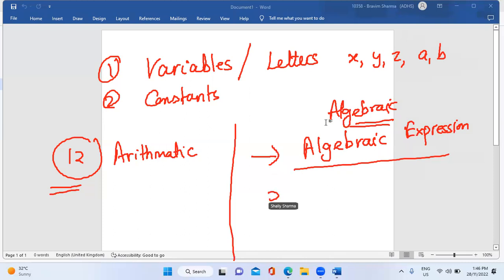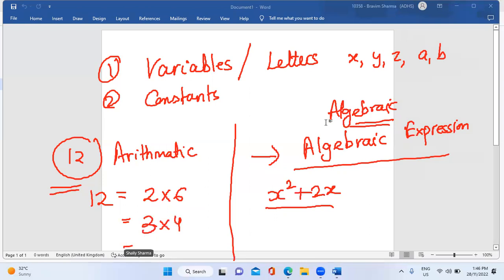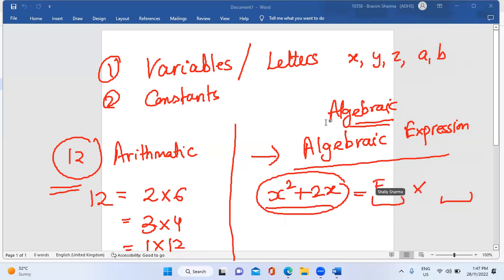For example, algebraic expressions are something like this. I'll be working on another video on what is the meaning of algebraic expression. But for now, this is one example of an algebraic expression, which is x squared plus 2x. Now, in arithmetic, as I told you, factorization means you have to write this number as a product of two other numbers, 2 times 6 or 3 times 4 or 1 times 12. Same way, in algebraic expression, we have to write this one expression as a multiplication of two expressions. Here it will be expression 1 and here it will be expression 2.